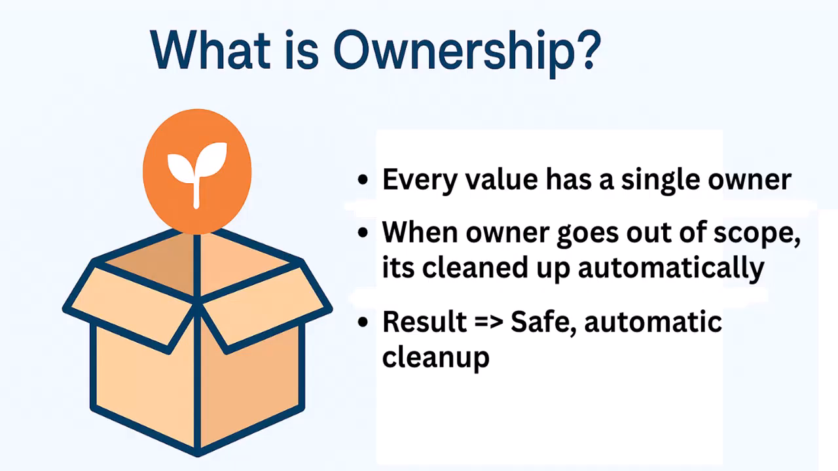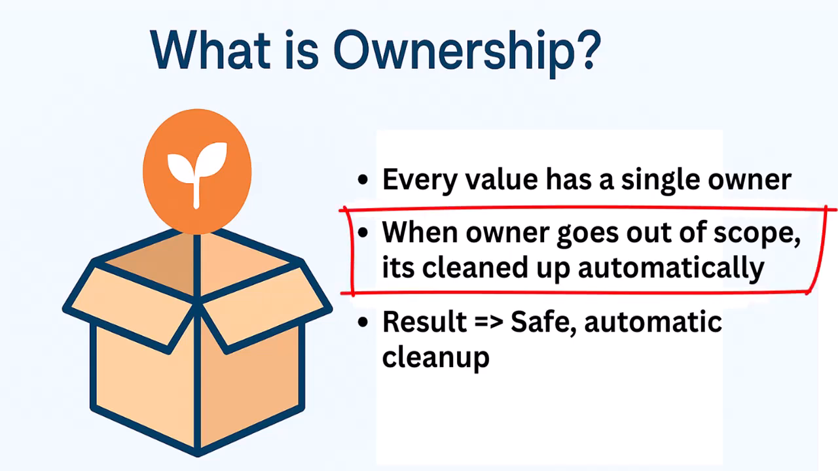In Rust, every value has a single owner, the variable that holds it. When that owner goes out of scope, Rust automatically cleans up the value. Did you hear it correctly? Listen again carefully. When the owner goes out of scope, Rust automatically cleans up the value. No free, no delete, no garbage collector, just safe automatic cleanup.